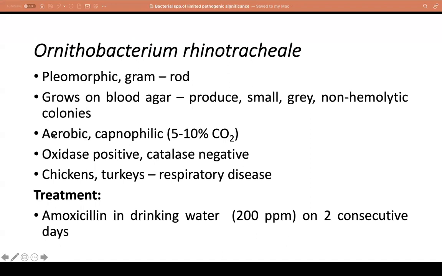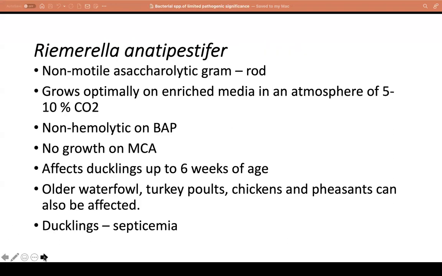Next, we have Ornithobacterium rhinotracheale, pleomorphic gram-negative rod, grows on blood agar, produces small grayish non-hemolytic colonies. Aerobic, capnophilic, with 5 to 10% CO2 enhancing its growth. Oxidase positive and catalase negative, causing respiratory disease in chicken and turkey. Treatment is giving amoxicillin in drinking water, 200 ppm, parts per million, on 2 consecutive days.